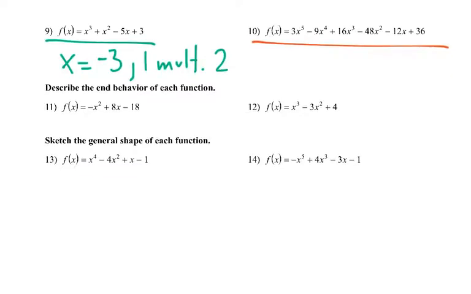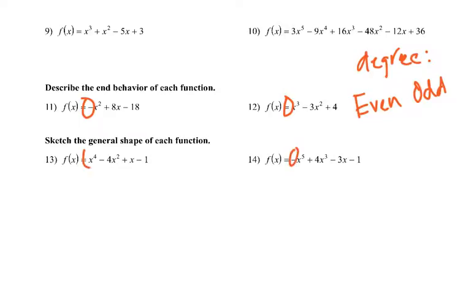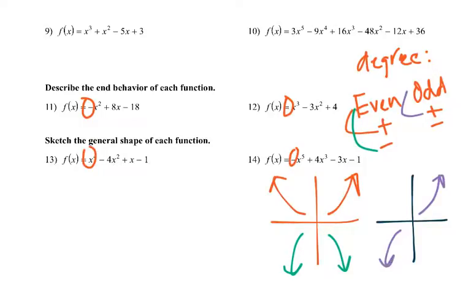Now let's talk about some end behavior. Remember, we've got the degree that figures into end behavior, whether it is even or odd. And then we also have the leading coefficient that figures into end behavior, whether it's positive or negative. So, even positive, they both go up. Even negative, they both go down. And with odd positive, the right side goes up, the left side goes down.